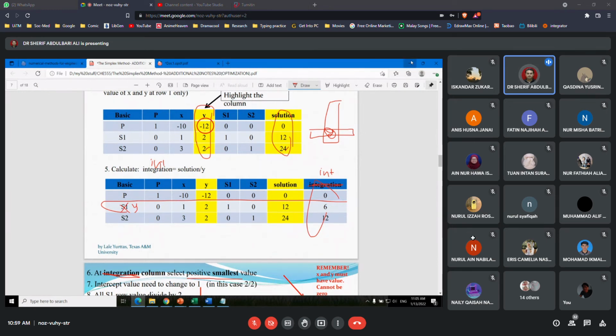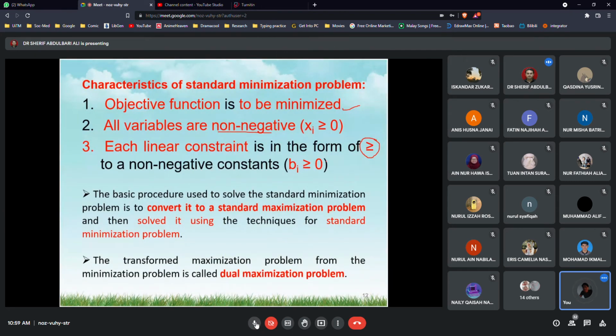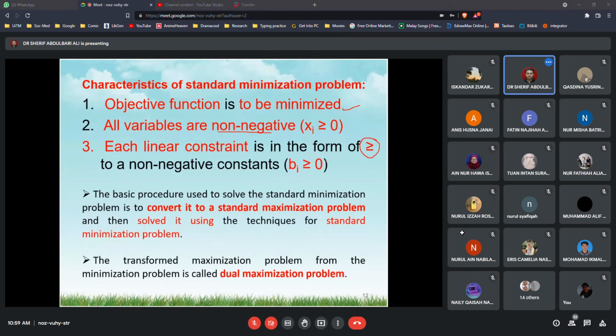Okay, so is it clear? Okay, so for a minimization problem, the way to solve it is to convert it to a standard maximization problem. That's why we call the minimization problem's dual a maximization problem. So now, how are you going to convert from minimization to maximization? These are the steps. It's really simple.